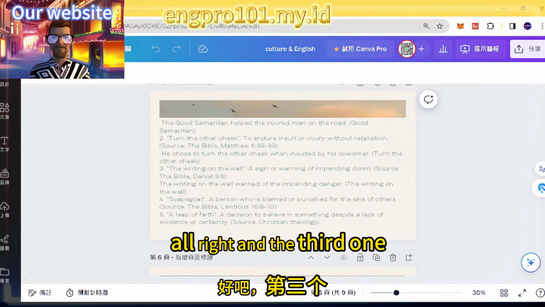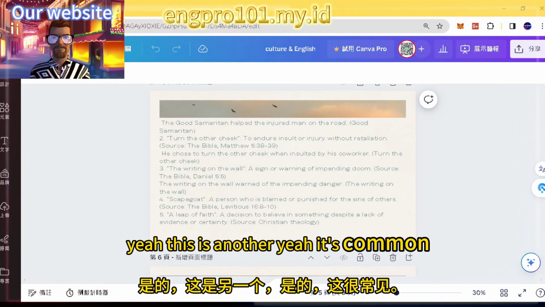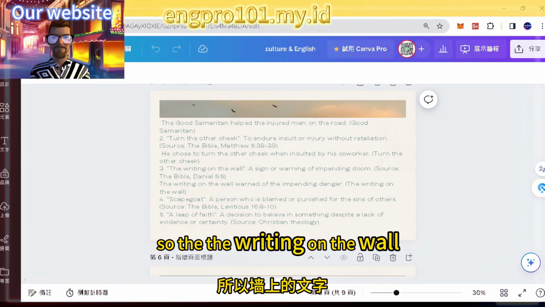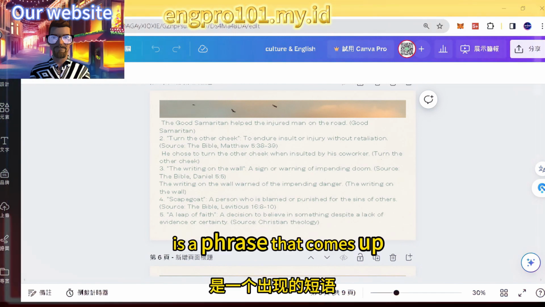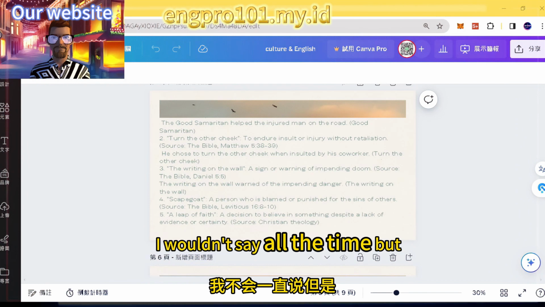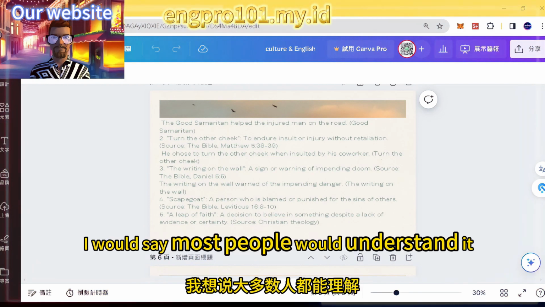All right. And the third one, the writing on the wall. Yeah, it's common. It's a phrase that comes up. I wouldn't say all the time, but it's common enough that most people would understand it.